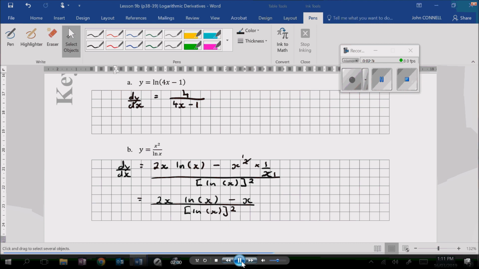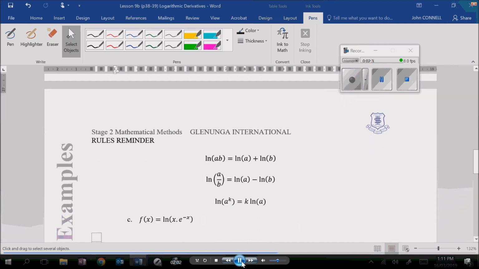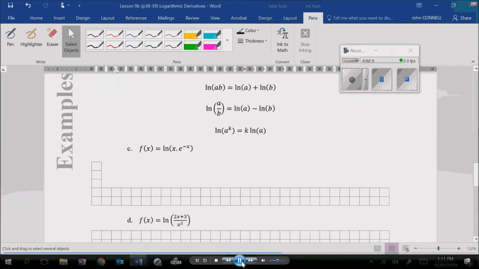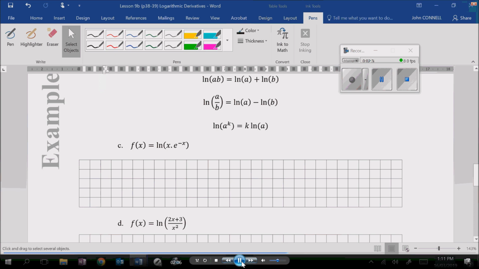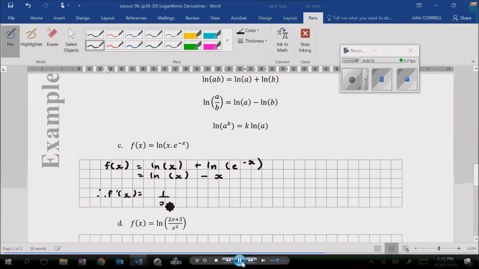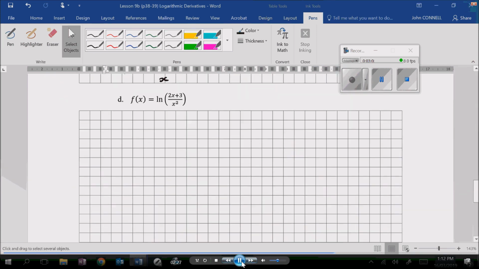Now with the further examples that you see here, we could just use the chain rule on the inside function, but that's complicated. So why don't we just use our rule that the ln of a product is the sum of the ln's, so we get ln x plus ln e to the negative x. So it's ln x take x, because the ln and the e cancel, so our derivative is just 1 on x take 1. And so we've made it a whole lot easier to differentiate.